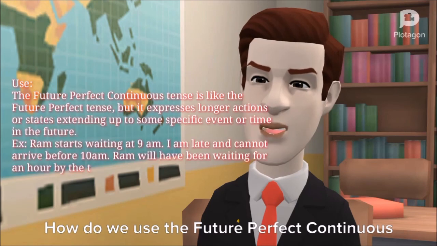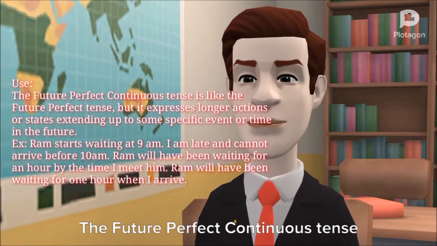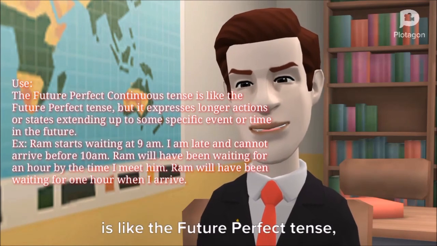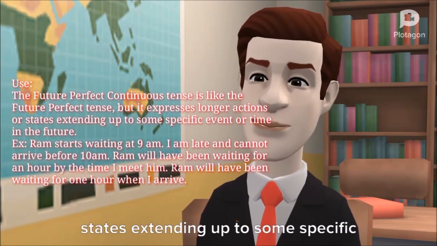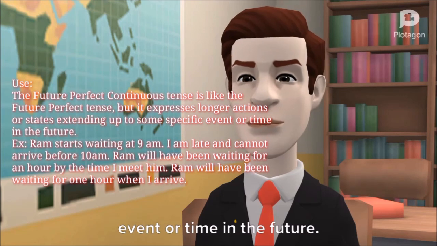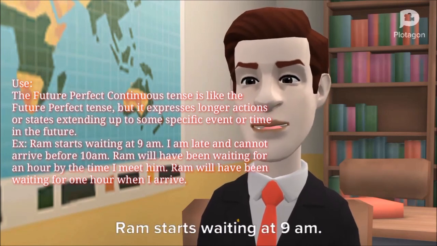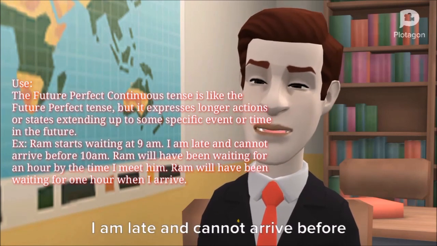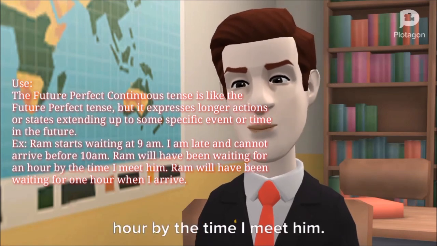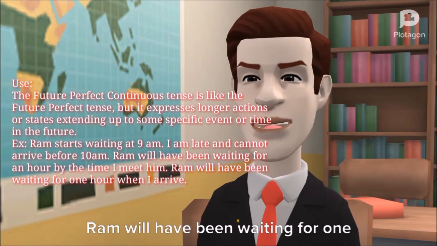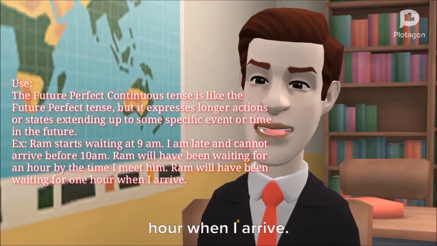How do we use the future perfect continuous tense? The future perfect continuous tense is like the future perfect tense, but it expresses longer actions or states extending up to some specific event or time in the future. For example, Ram starts waiting at 9 a.m. I am late and cannot arrive before 10 a.m. Ram will have been waiting for an hour by the time I meet him. Ram will have been waiting for 1 hour when I arrive.